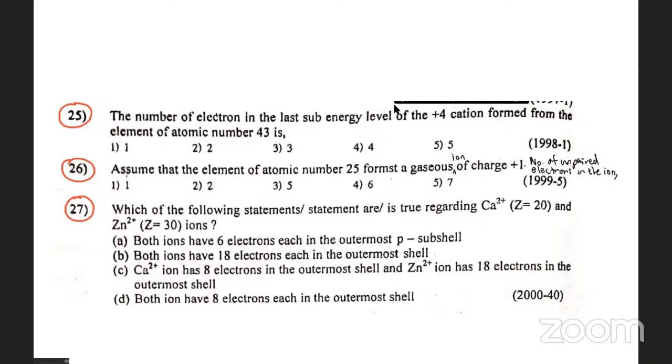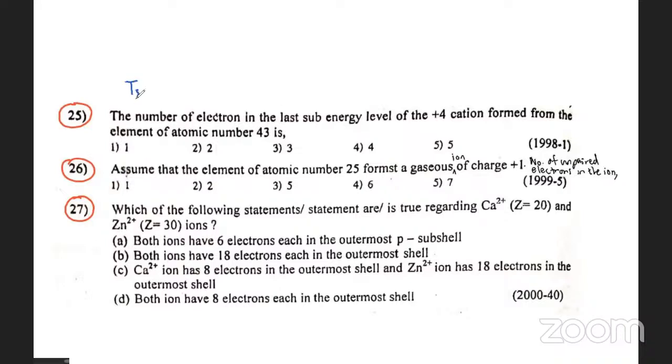I think these are the last 3 questions, no? The number of electrons in the last sub-energy level of the +4 cation formed from the element of atomic number 43. So they are repeating the same type of questions. They have repeated the same type of questions in consecutive years. No, 43 means who is that, people? It's not molybdenum. Technetium is 43. So it's technetium +4. What is the answer we are getting?